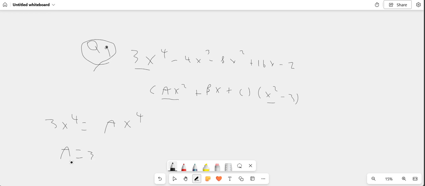Do you get that? So what I'm saying is that when you expand this whole thing, you're going to be left with the top one, but in terms of a. So therefore, a is equal to 3. You see that? Calm.